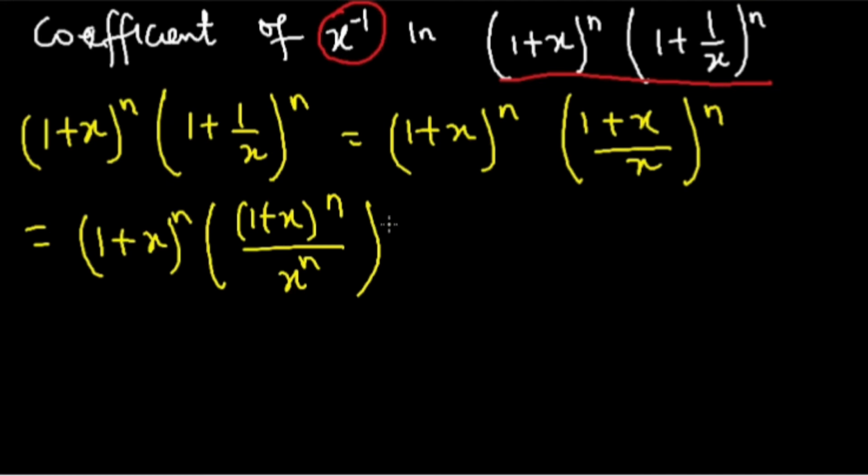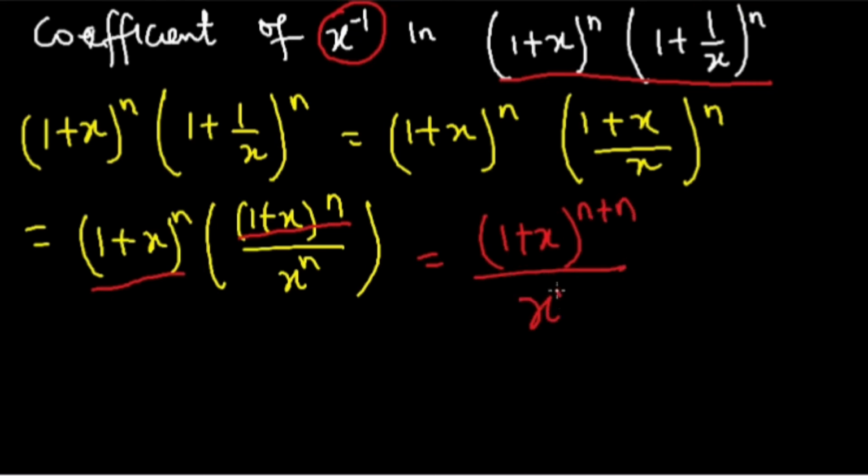Alright, so I can see that this (1 + x)^n and this one are the same, so I can just have (1 + x) with n plus n. They're not cancelling each other, so don't mistake it. So that will be 1 over x^n times (1 + x)^(2n). Good. So at this point we already know that we have the power of 2n for this expression.